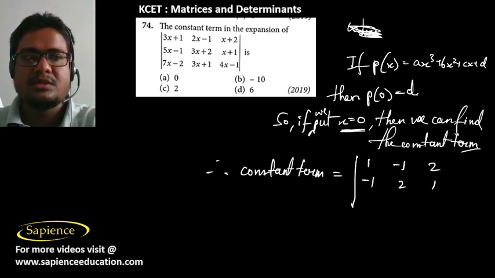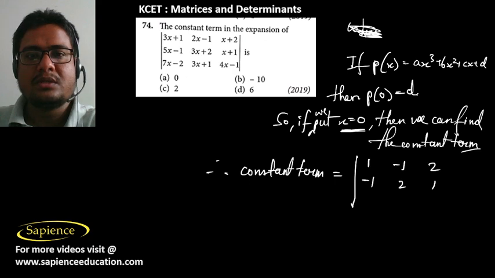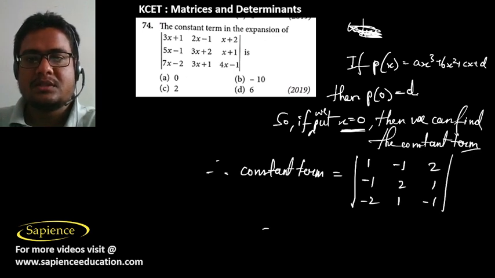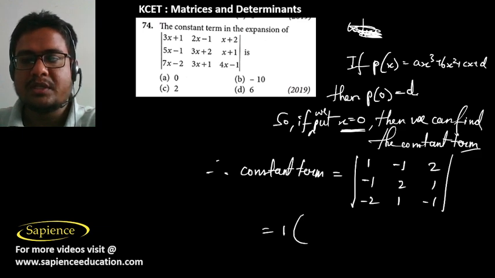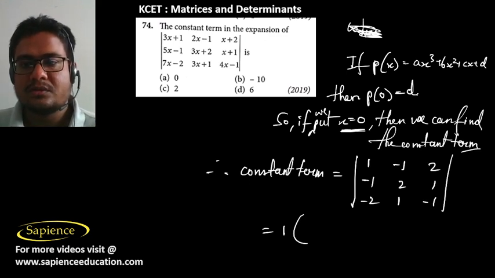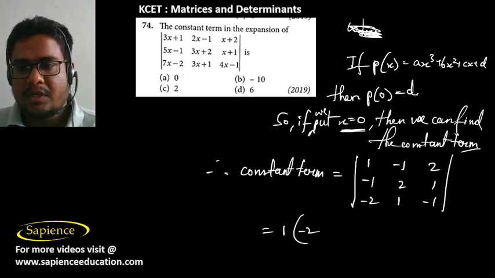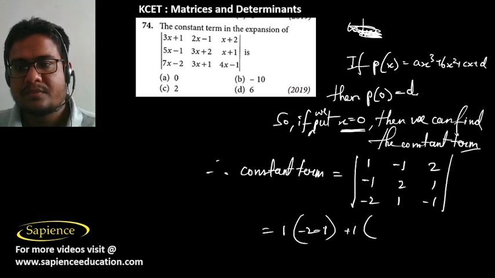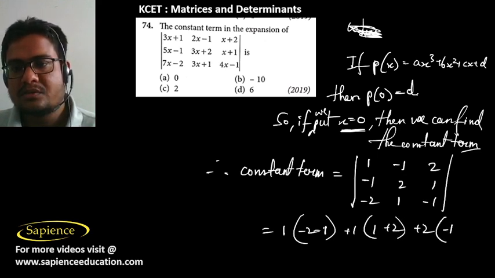So the constant term will be equal to the determinant 1, minus 1, 2; minus 1, 2, 1; minus 2, 1, minus 1. We can expand this determinant along the first row. 1 into minus 2 minus 1, then minus of minus plus 1 into 1 plus 2, then plus 2 into minus 1 minus of minus 4, that is plus 4.